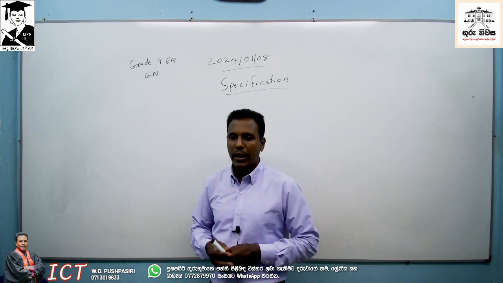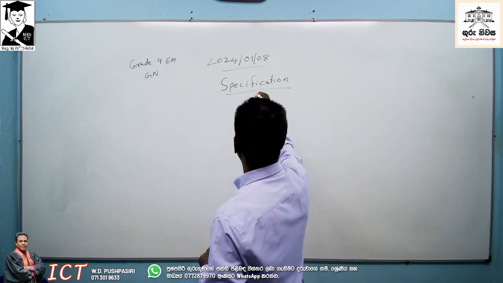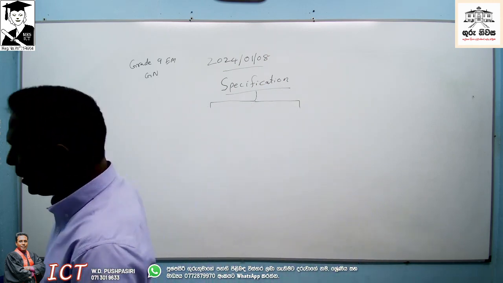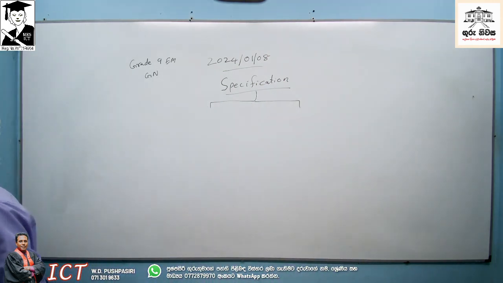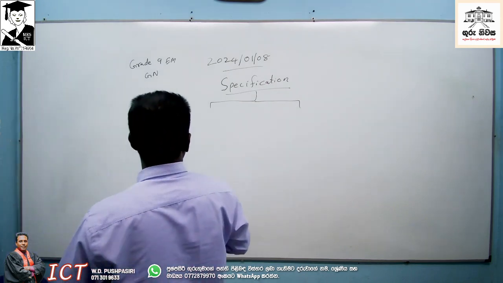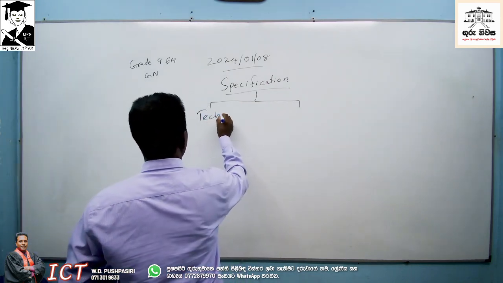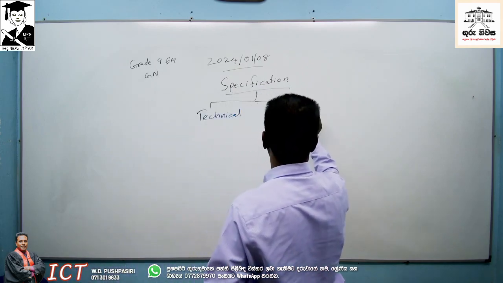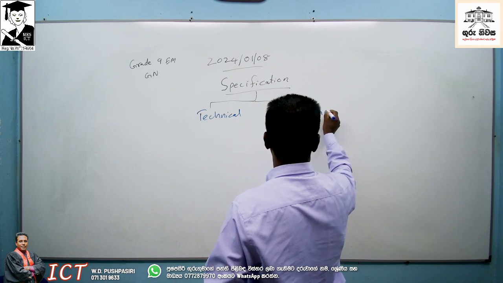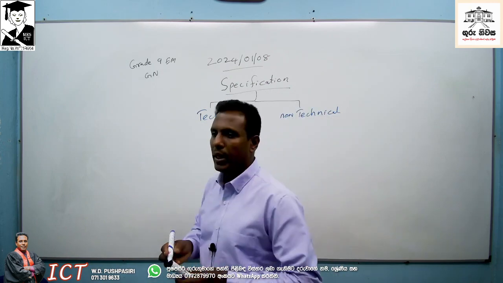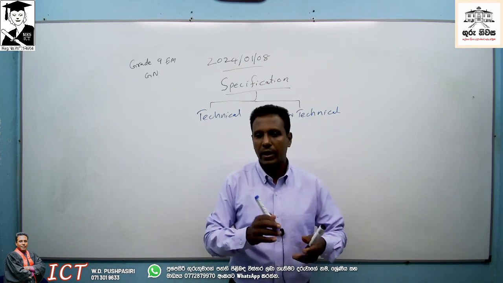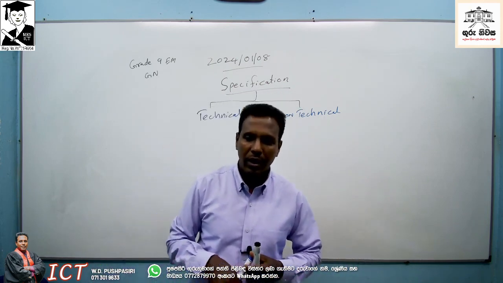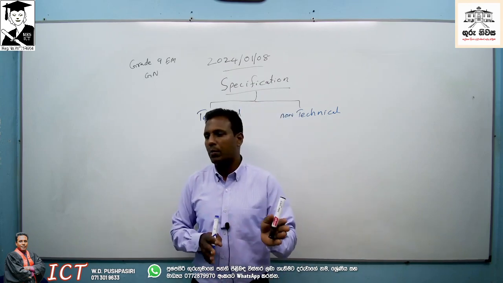And there are two main types of specifications we will understand in this lesson. One is technical specifications, the other one is non-technical specifications. Technical and non-technical. Right? So there are two main specifications called technical and non-technical. This is what we are going to learn about in this whole lesson. Okay? So we are going to understand about all those things.